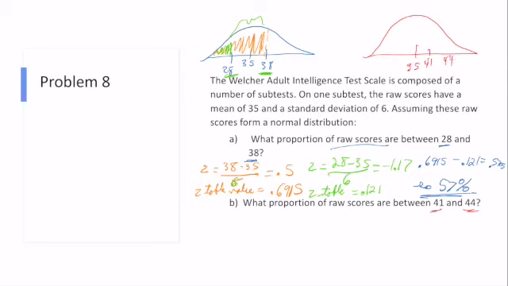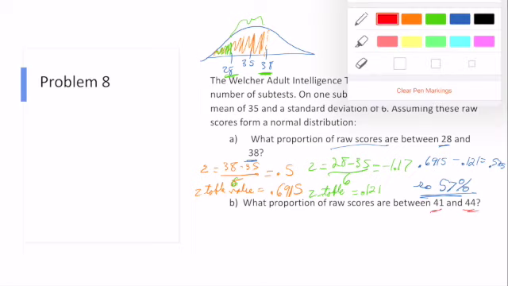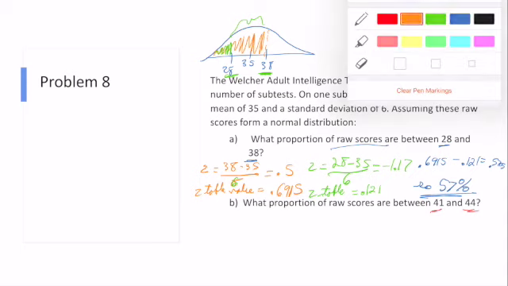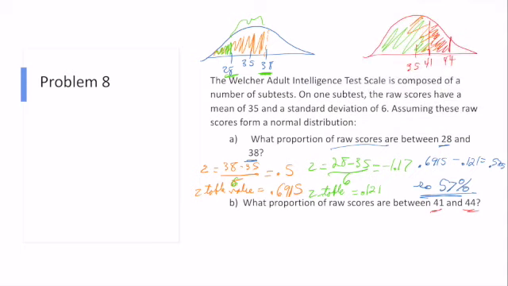So now I'm just trying to find the area of this little sliver right here. I'm still going to take the area less than 44 and subtract from that the area less than 41. So again, I have to calculate two z-scores. Let's go with 44 first: 44 minus 35 over our standard deviation, right? We're just finding a z-score. It's the same process every time.